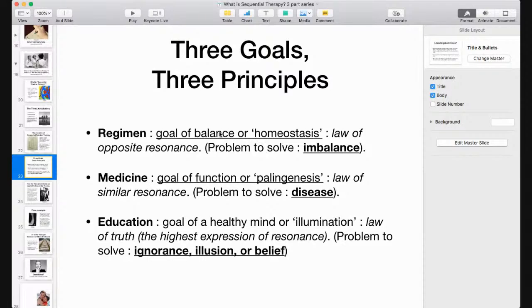The second jurisdiction of medicine has the goal or function of palingenesis, and that is on the law of similar resonance, where the problem to be solved is disease. And the third jurisdiction, therapeutic education, has the goal of a healthy mind or illumination. And we call this the law of truth, which is the highest expression of resonance. So the problem to solve here is ignorance, illusion, or belief.